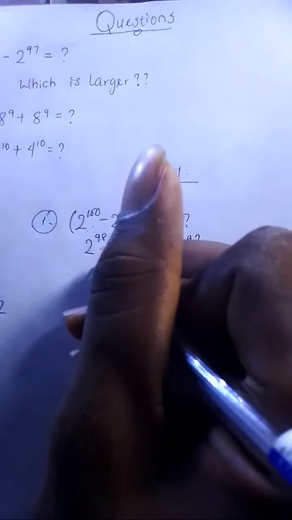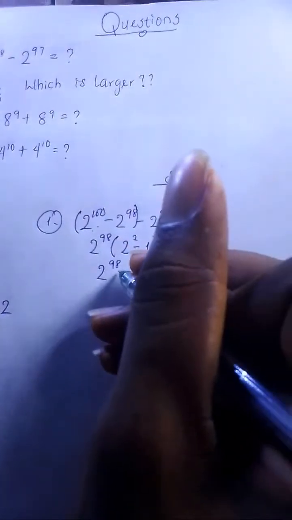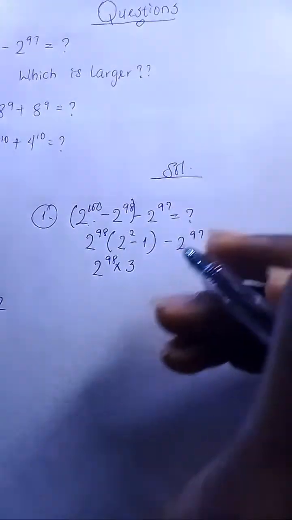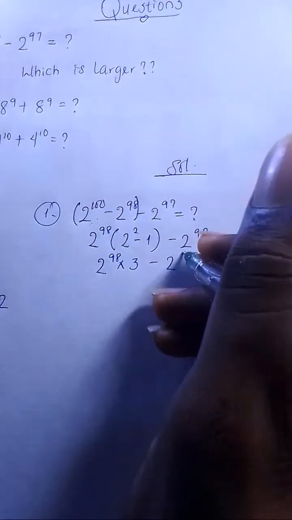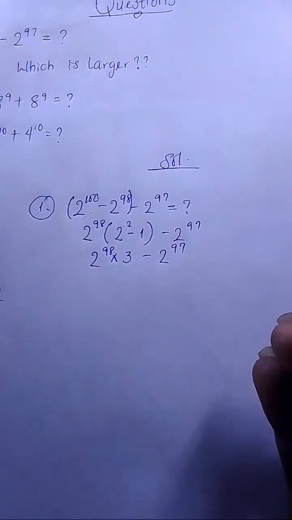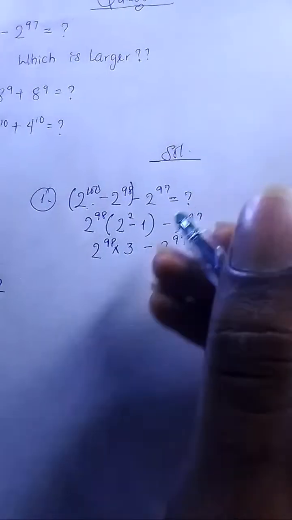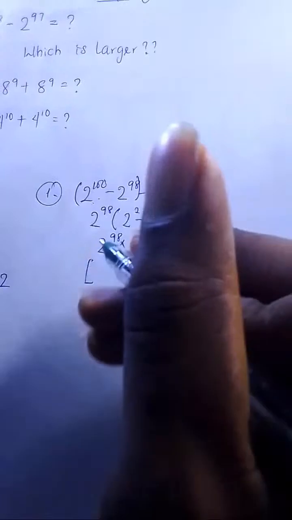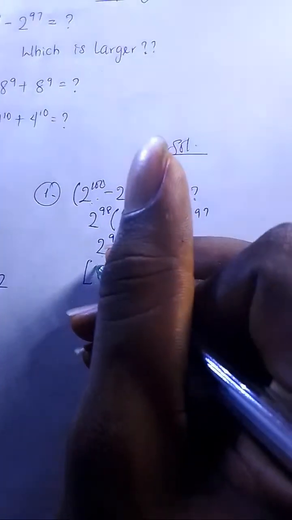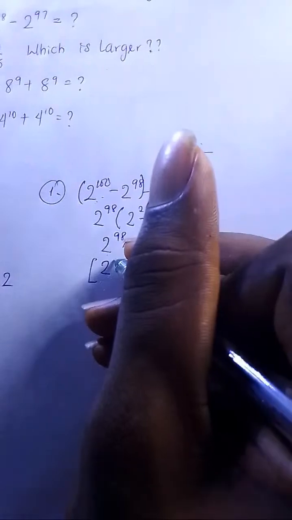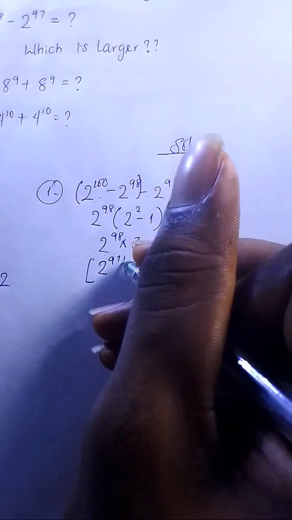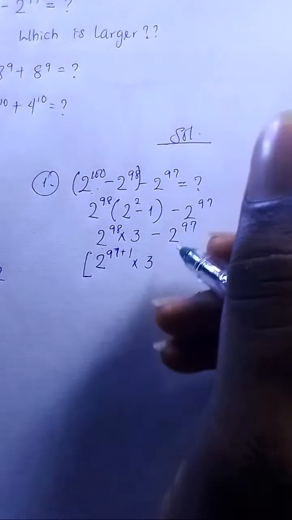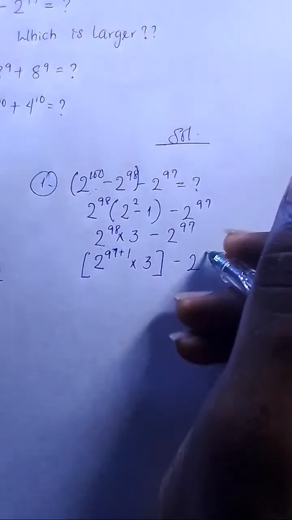So from here we have 2 raised to the power of 98 times 2 squared, which is 4. 4 minus 1 gives us 3, and minus 2 raised to the power of 97. What's the next thing to do? We can bracket 2 raised to the power of 98 to be 2 raised to the power of 97 plus 1, times 3, and we have minus 2 raised to the power of 97.